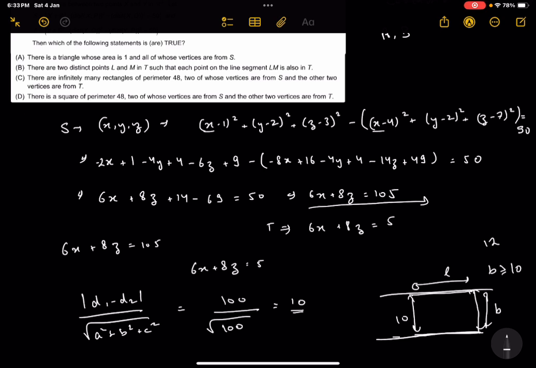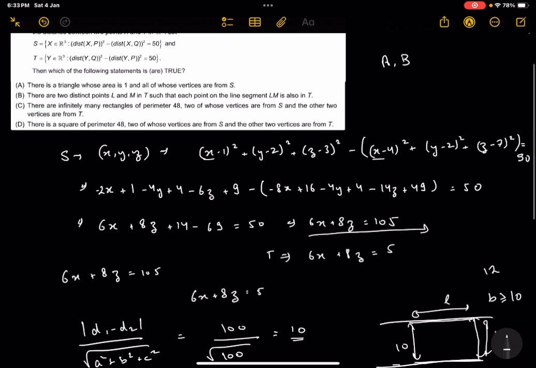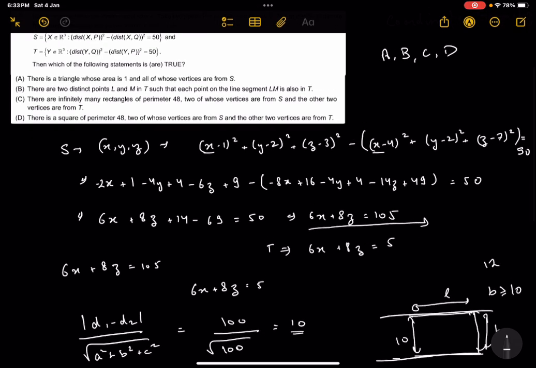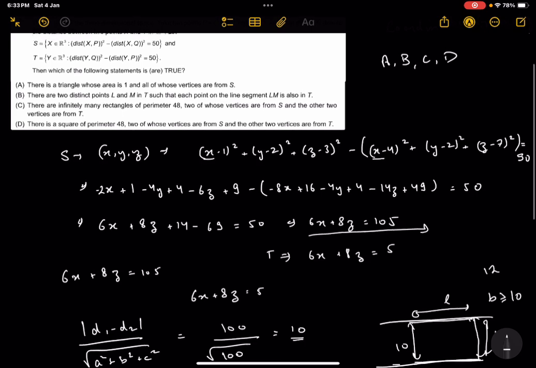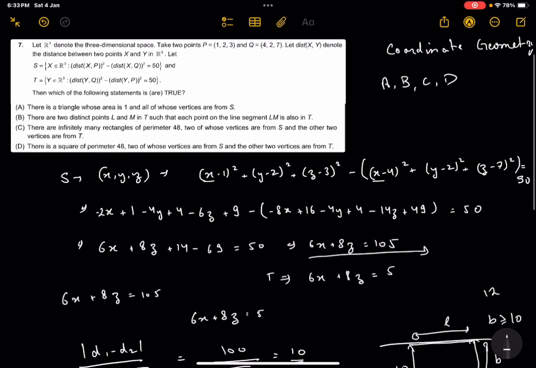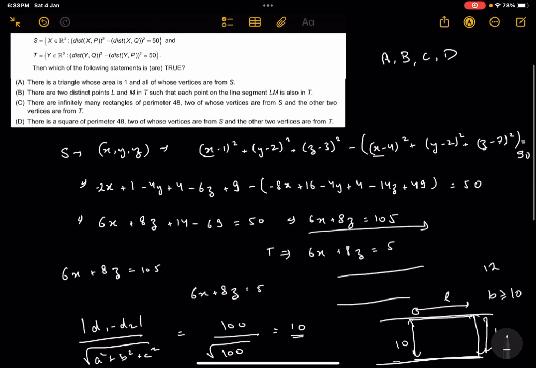Yeah, so C is correct and D is in fact correct, because we can have a square of perimeter 48. It just won't be perpendicular to the planes, it would be tilted. It would look sideways, something like this. This being 10, this would be 12. And yeah, so ABCD is correct.